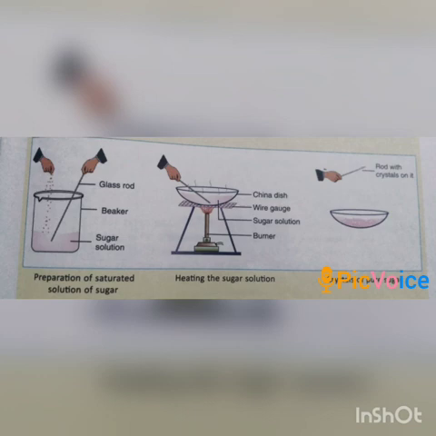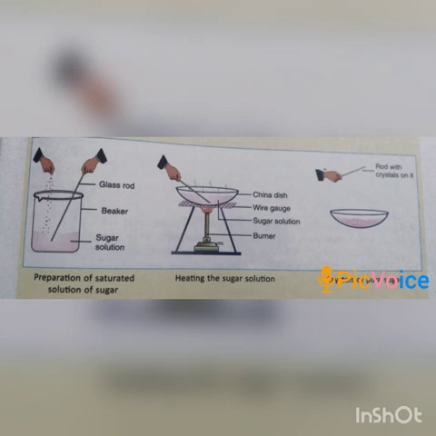We heat the china dish on a wire gauze. Stir the solution occasionally with a glass rod. When small crystals start appearing on the glass rod, we stop heating the solution. Now we allow the solution to cool without disturbing it. After cooling, small crystals of pure sugar appear in the china dish. In this way, we can separate pure sugar from a solution.